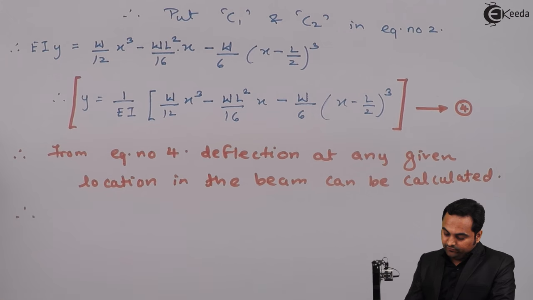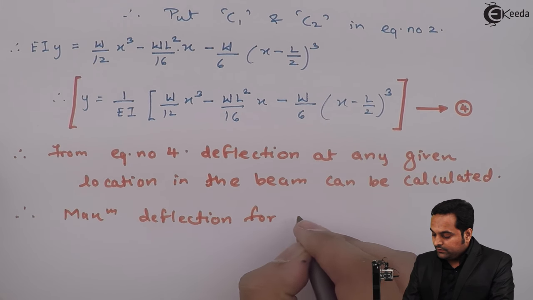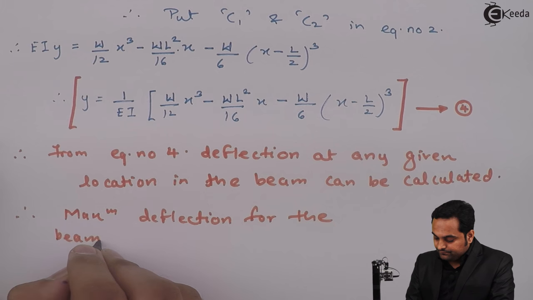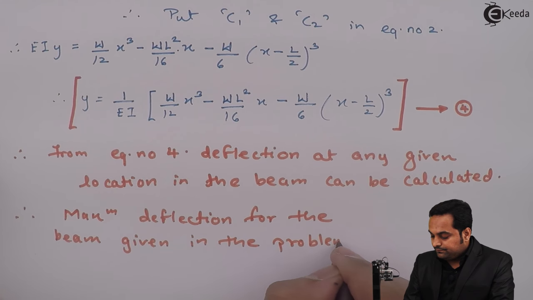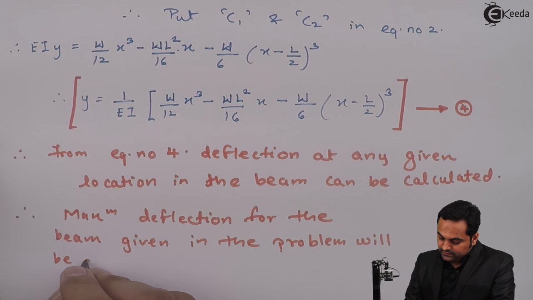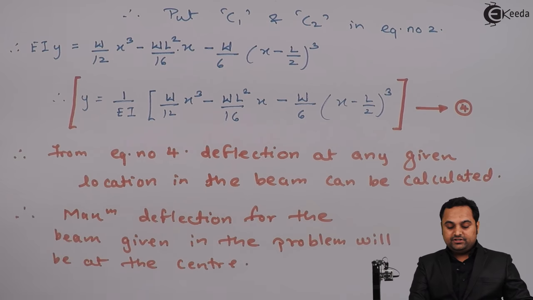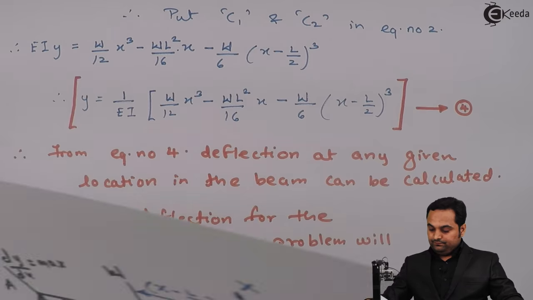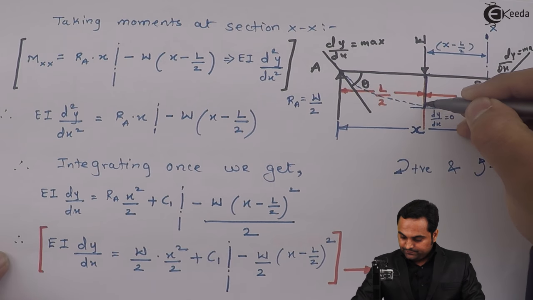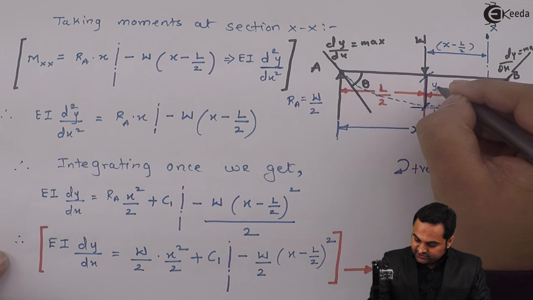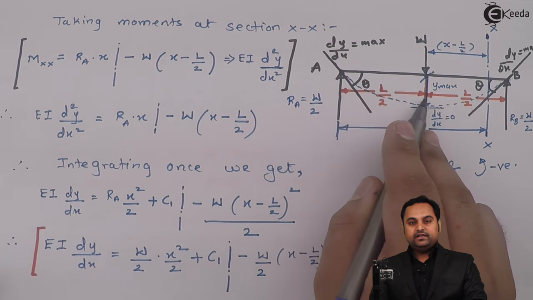calculated, and therefore I'll say that maximum deflection for the beam given in the problem will be at the center. At the center, the deflection is maximum, as we can see from this diagram, where the load is acting at the central portion. Here the deflection is maximum, which is y max, and this distance is L by 2. So to find maximum deflection, I'll have to keep x value as L by 2.